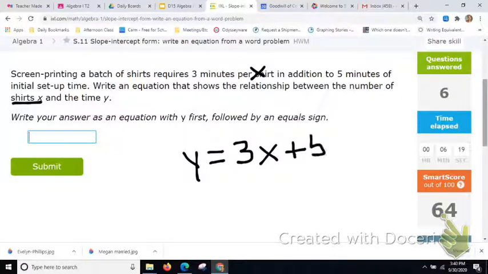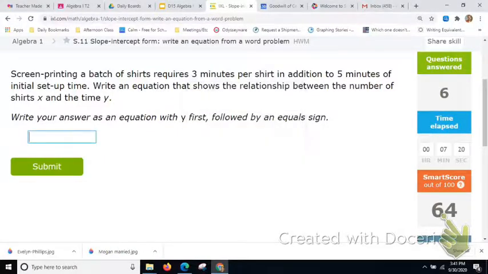So the 5 minutes, whether he does 1 shirt or 100 shirts, it takes him 5 minutes to get things set up. So if he's only doing 1 shirt, it's going to take him 8 minutes. But if he was doing 100, it would only take him 305 minutes. So that setup time is not a big deal if he's doing a lot. But if every time he's just doing one job at a time, that's why doing things in batches is more efficient with your time. So 3x, because it was 3 per shirt, plus the 5 minutes of time at the beginning.